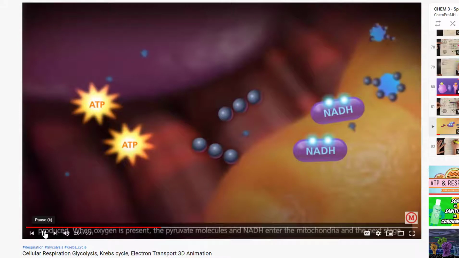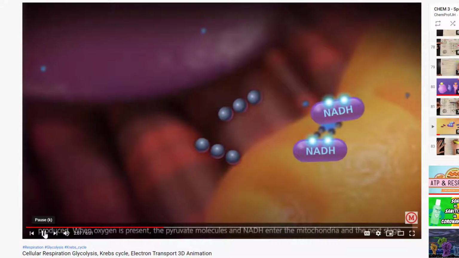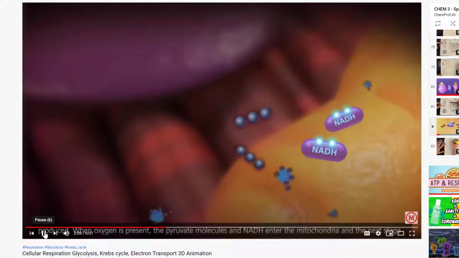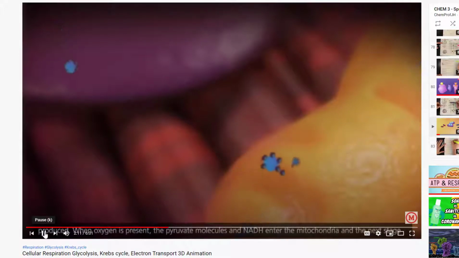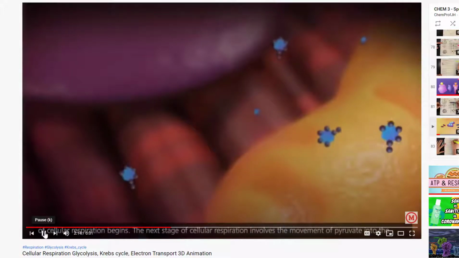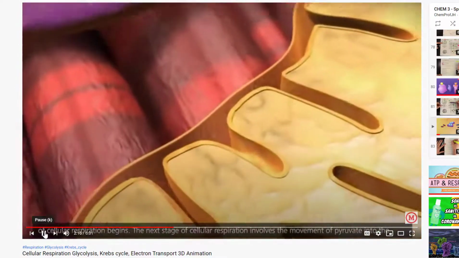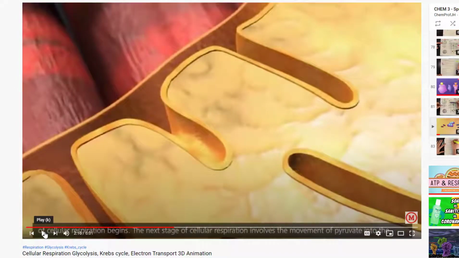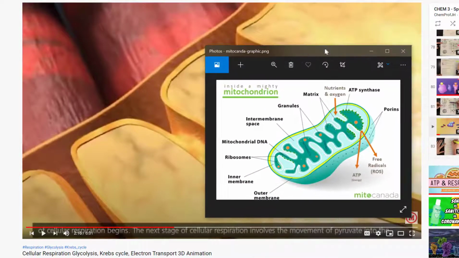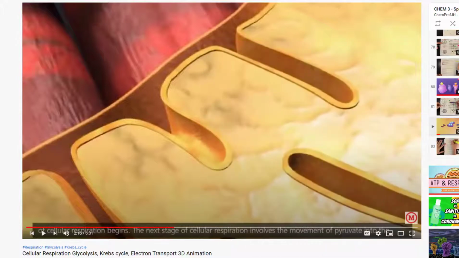When oxygen is present, the pyruvate molecules and NADH enter the mitochondria, and the next stage of cellular respiration begins. So notice here, these particles now are going to go all the way to the inside of the mitochondria. And just to give you a second picture of that, we've moved all the way into the matrix, the dark green of the mitochondria here. So this is where the citric acid cycle is going to be happening. So all the way in here in the matrix of the mitochondria.